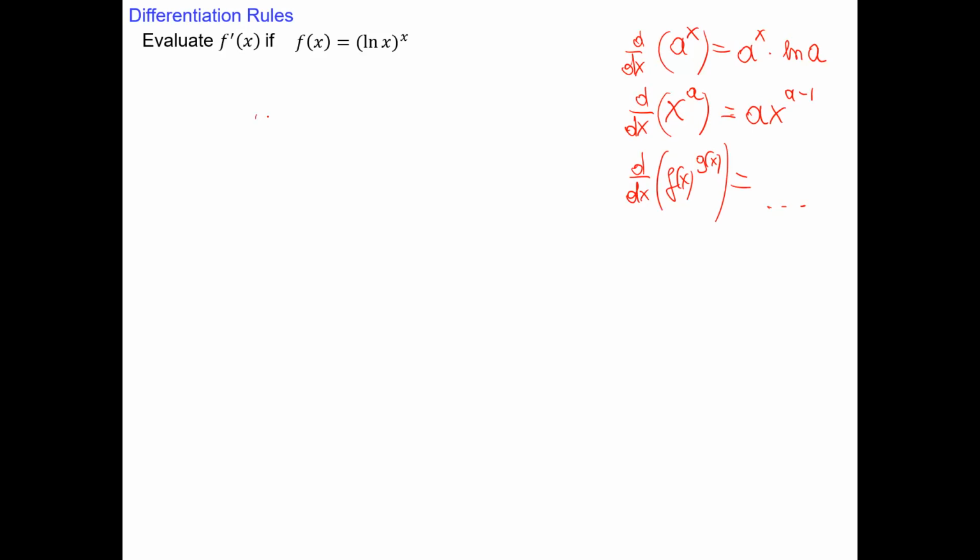Okay, I can copy this like that: y equals x to the power of x. Now we will take natural log of both sides: natural log of y and natural log of the right-hand side, ln of x to the x. And now I can differentiate.